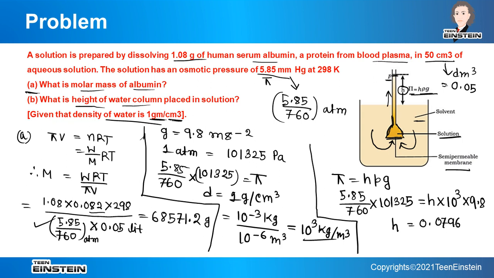0.0796. Okay, now if you read the question carefully, whether it is asking the answer in a particular unit, if it is mentioned, accordingly you have to do the problem, but here it is in meter. So if it is asking in centimeter, you can change the value to centimeter also, and it will be 7.96 centimeter. So this is the height of water column placed in solution. Okay.